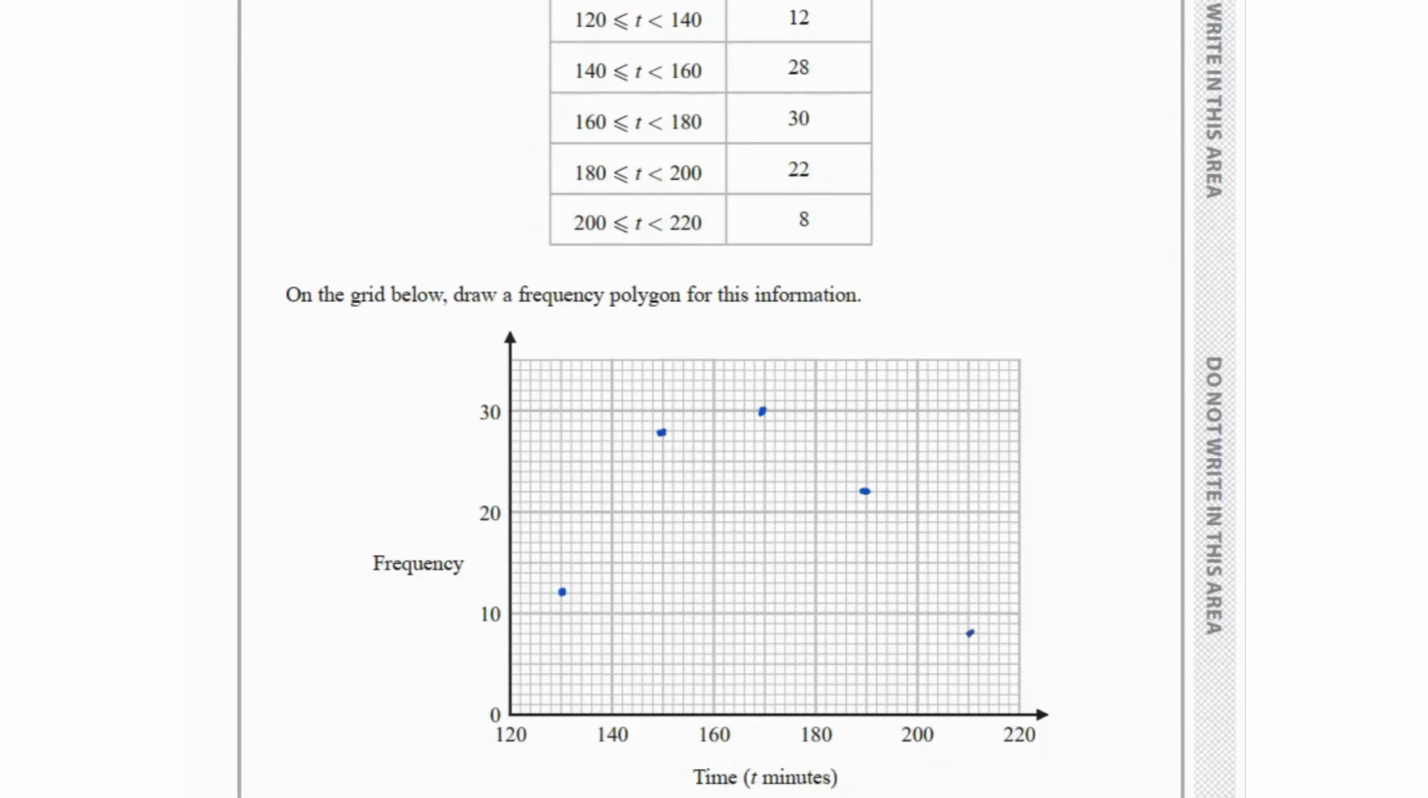So then you just connect the points with straight lines. And that is going to be your frequency polygon. Remember to take the midpoints of the intervals, not the minimum value or the maximum value. It's always going to be the midpoint of the intervals for the frequency polygon.